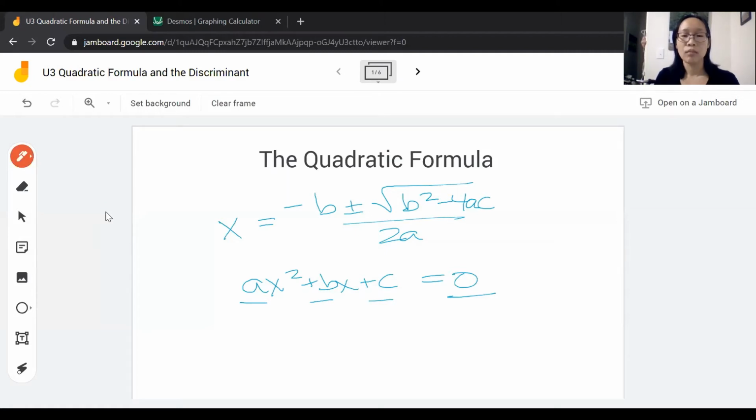The second thing to know about the quadratic formula is this part under the square root, the b squared minus 4ac, is called the discriminant. The sign of the discriminant tells you how many solutions you have and what kind they will be.